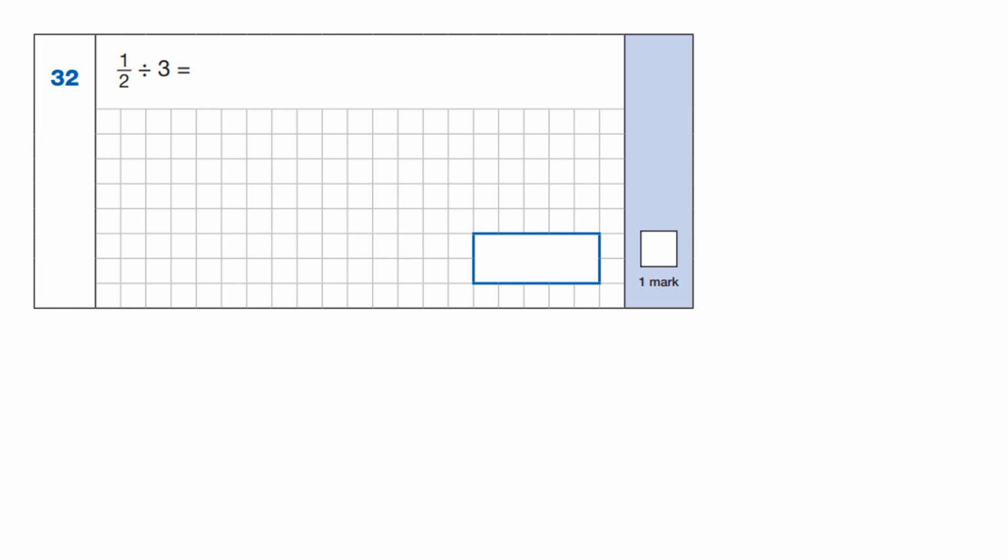So when you're dividing by an integer, when you're dividing by a whole number, it's going to get smaller. So you're going to have a smaller answer. So it might be a quarter or a sixth or an eighth or a tenth or a 12th. You're going to get something smaller. So if you end up with 3/4, respectfully, you've done it wrong. Okay? It's going to get smaller.